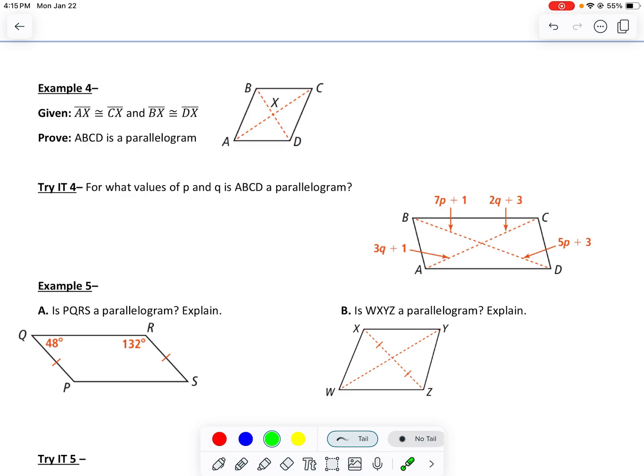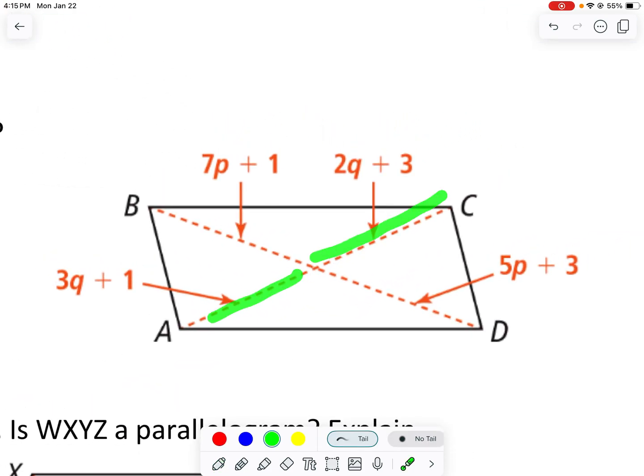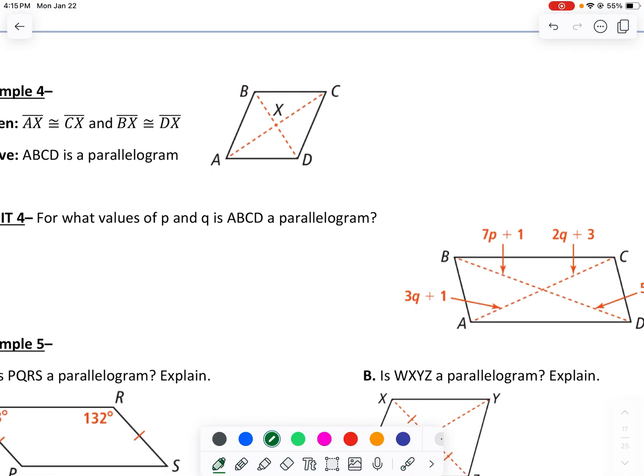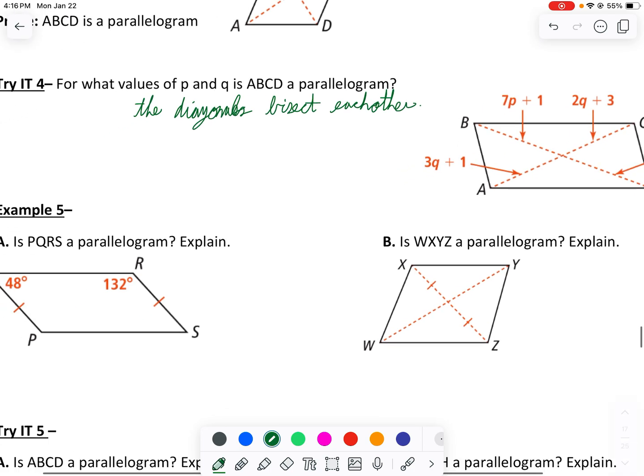All right. For what values of P and Q is it a parallelogram? So this is going to require that other property because these are the diagonals. So since these are the diagonals here on try it number 4, we want to go ahead and use the idea that in a parallelogram, the diagonals bisect each other. Okay, recognize that the diagonals bisect each other. All right, next problem. And if the diagonals bisect each other, create the equations, solve for them.